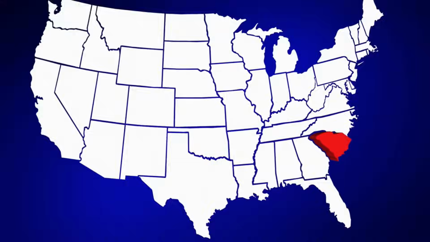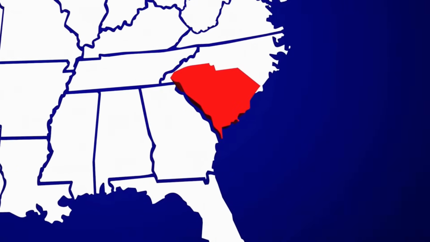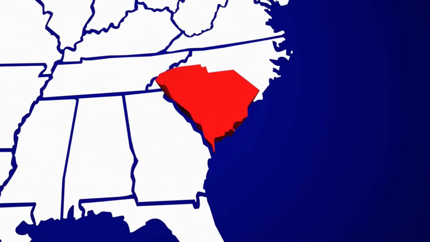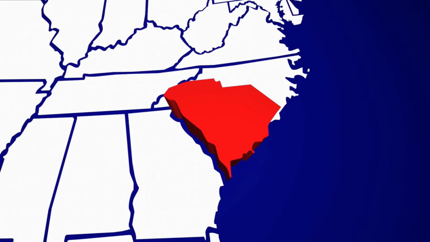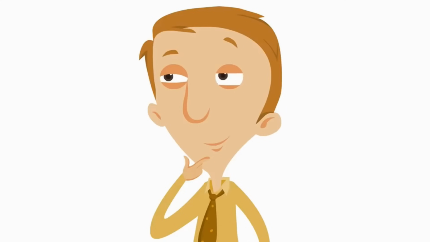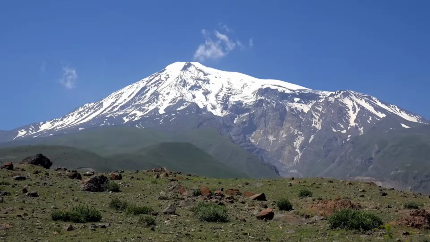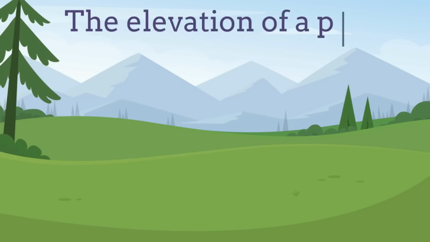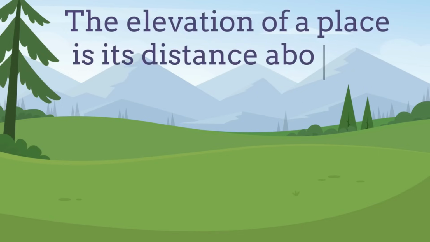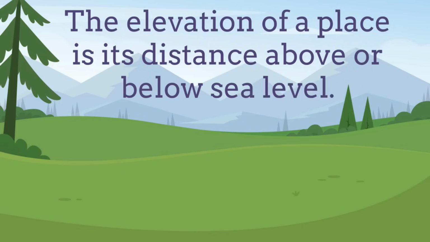Me, I live in South Carolina, so yeah, the temperature is always in positive numbers here. I don't know what negative temperatures feel like. I can only imagine. Another example of negative numbers is when we look at the elevation of different places on Earth. The elevation of a place is its distance above or below sea level.